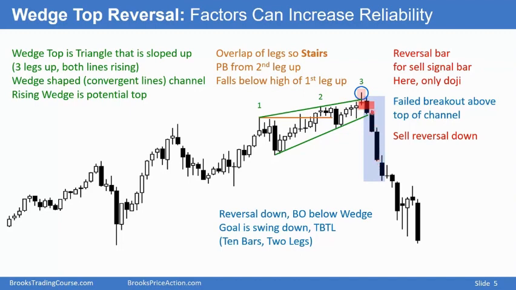The goal is, after a wedge top, a swing down. 10 bars, 2 legs as a minimum reasonable goal. This could be the first leg and then a small pullback, second leg, or this entire move down might be the first leg. And then the market might get a larger pullback and a larger second leg.